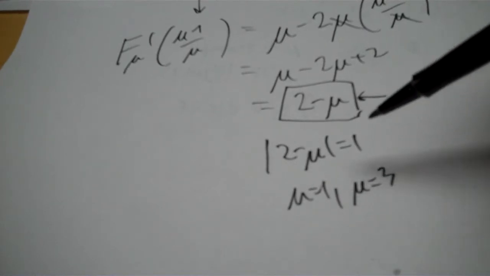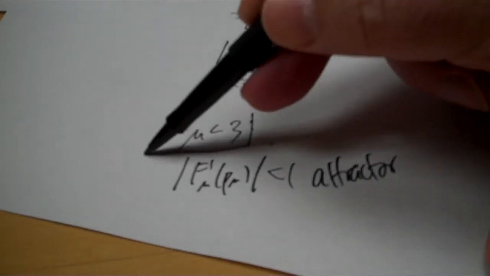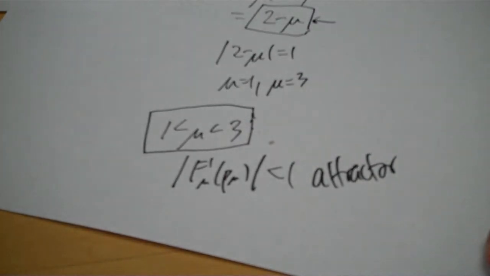And for values in between there, if mu is between 1 and 3, then that derivative evaluated at that second fixed point, the non-trivial fixed point, is going to be, well, you plug in a number in there, right? You get that that's less than 1. So it's an attractor. So what you get is exactly on this interval, and that's where we're going to focus our attention for a while here.